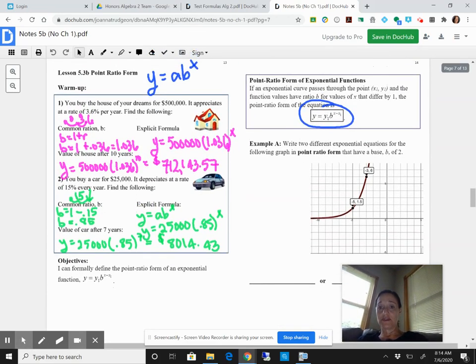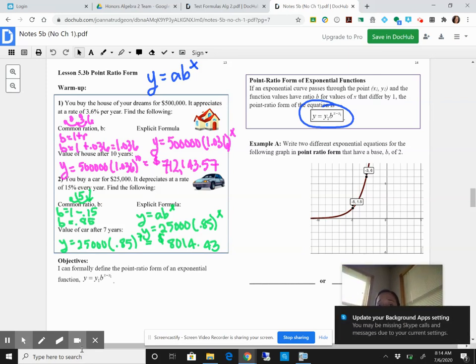So now here's point ratio form. If an exponential curve passes through the point (x1, y1), and the function values have ratio b for values of x that differ by 1, the point ratio form is y equals y1 b to the x minus x1.